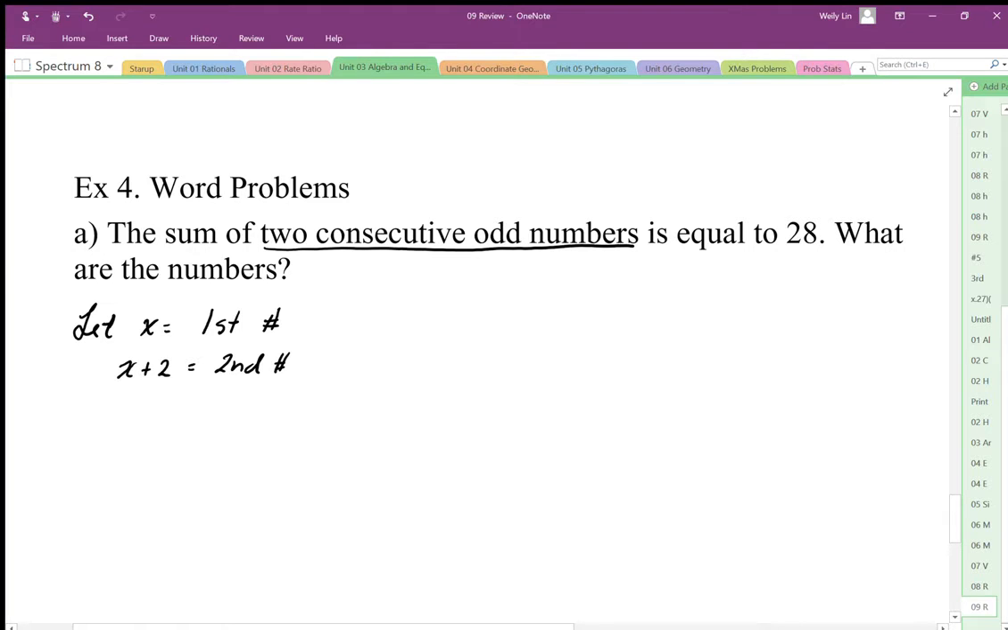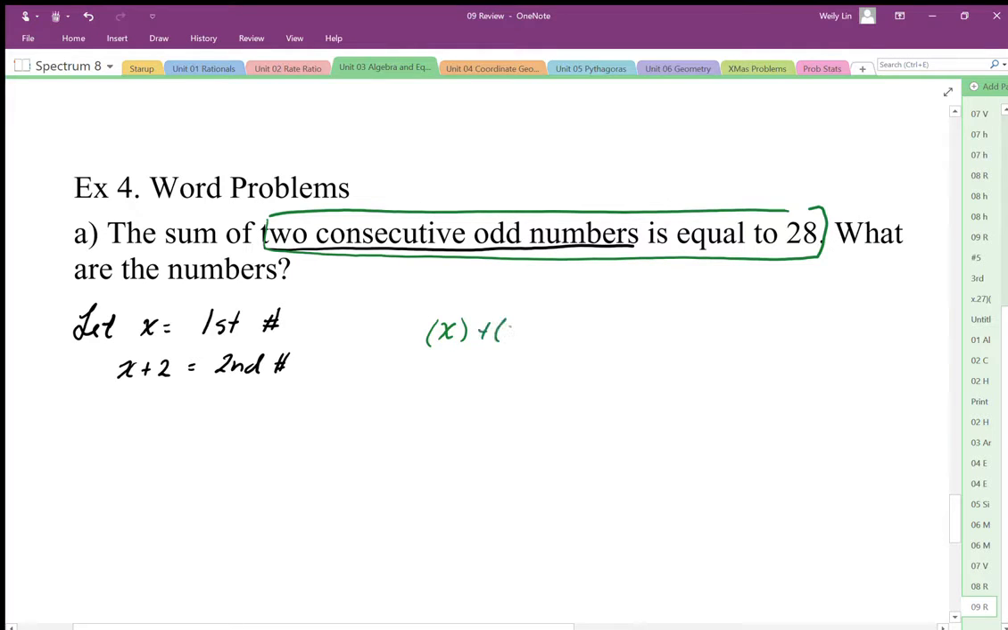Now, to set up this problem, we need to make an equation. So we have two consecutive odd numbers equal to 28. So there's our equation. We're going to let our consecutive odd numbers, so x plus x plus 2, and that's going to equal 28. Okay, and then we just solve for x.